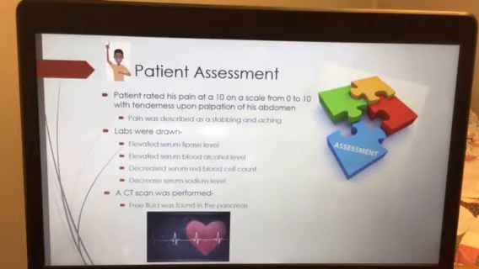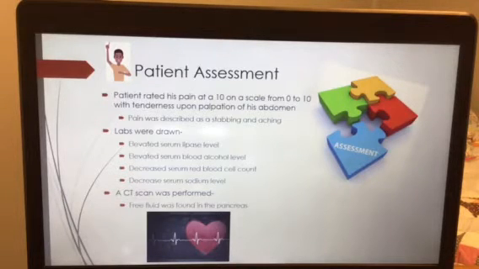So now we come back to my patient that I was working with. In the ER, he rated his pain at a 10 on a scale from 0 to 10, with tenderness upon palpation to his abdomen. So he was portraying those key signs of acute pancreatitis. The pain was described as stabbing and aching.